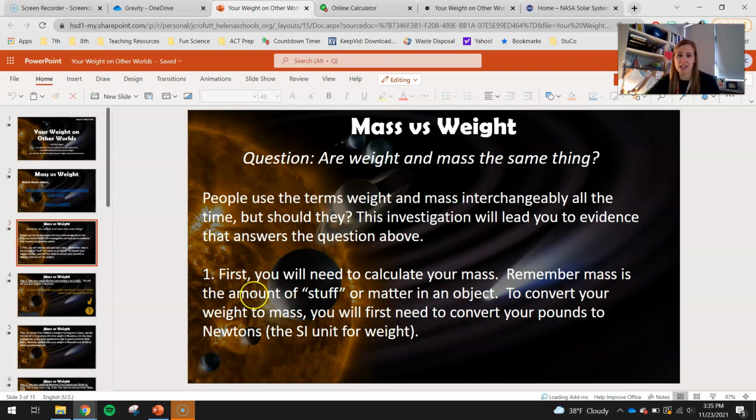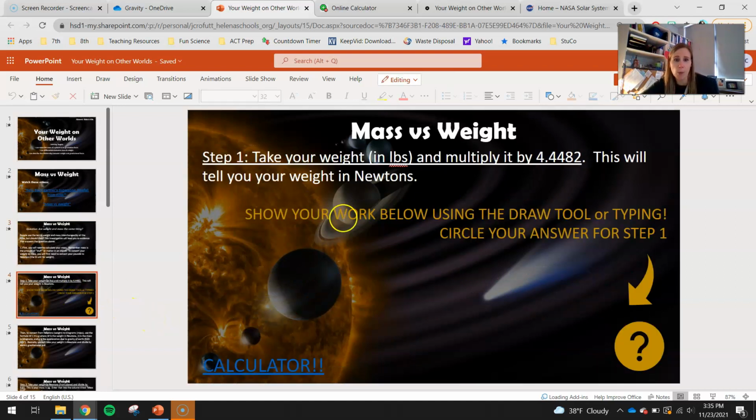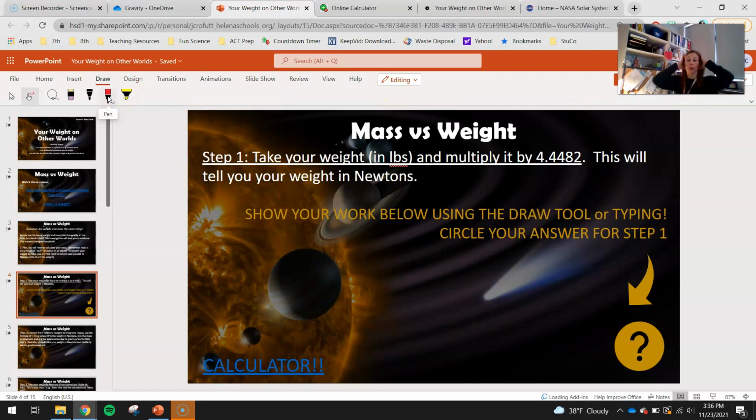So we're going to take our weight and convert it into our SI unit for weight. We actually don't use pounds for the SI unit. We use newtons, as weight is a calculation of force and how much gravitational force is pulling us down. Okay, so to do that, we're going to go on to slide 4. Step 1, take your weight in pounds and multiply it by 4.4482. This will tell us your weight in newtons. So you can either do this by typing, or you can do this by using the draw tool.